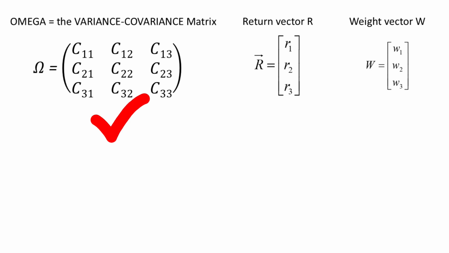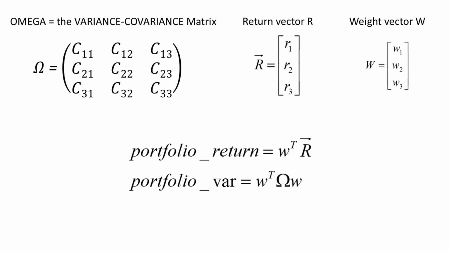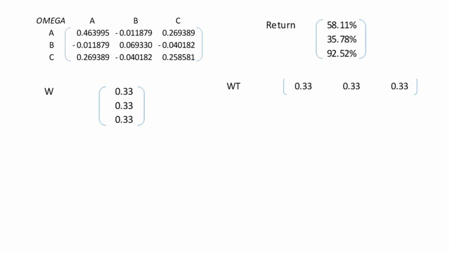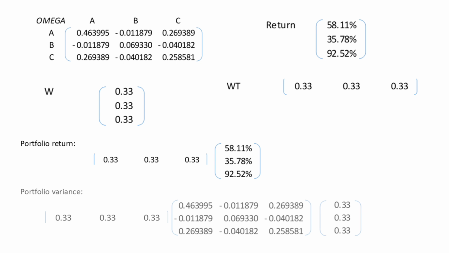It's very simple to work this in Excel. The portfolio return is simply just weight transpose times the return vector. And the portfolio variance would be weight transpose times omega times weight. That's it. It's quite simple. And just to give you an idea of what kind of computations are required, we'll have these matrices like so. And the solution to get the portfolio return would be this. Then we'll have the portfolio variance like this. So it's pretty straightforward. It's just a simple matter to compute the portfolio return and variance using the matrices.